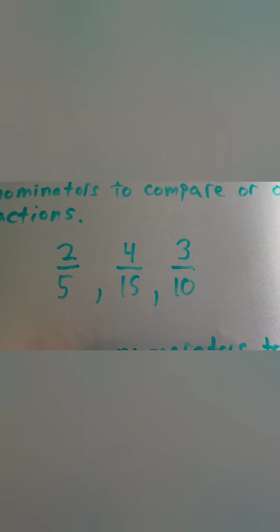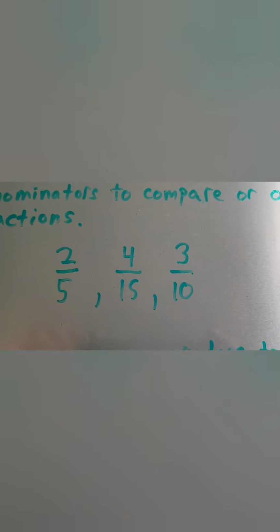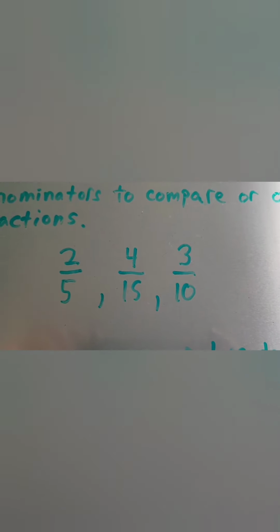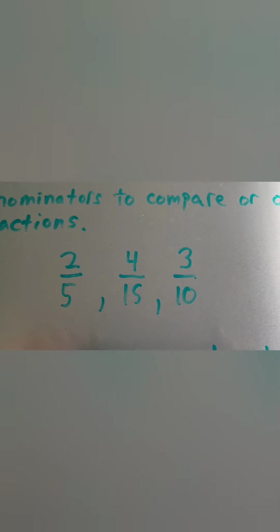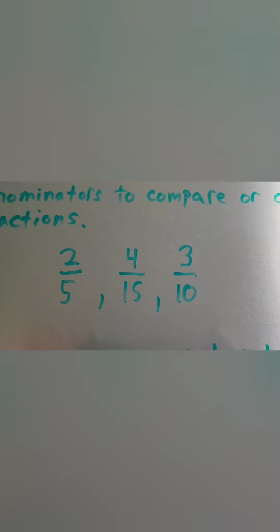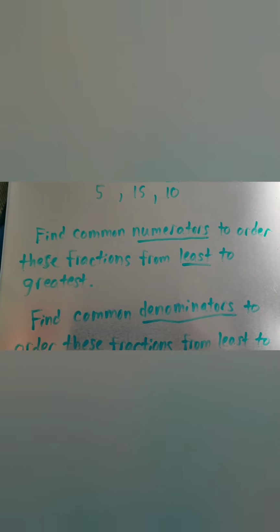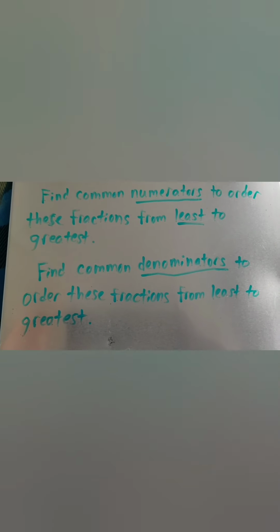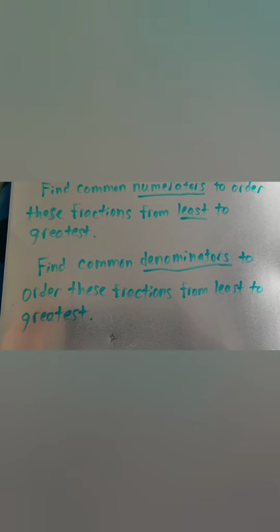So the second part of your exit ticket is to put these fractions in order from least to greatest by first finding common numerators, showing all the same work that we did when we did that with other fractions in the earlier part of our lesson, and then do the same thing by finding common denominators. So first I want you to find common numerators to order these fractions from least to greatest, then find common denominators to order these fractions from least to greatest, showing all of your work and all of the steps that we went over in this video.